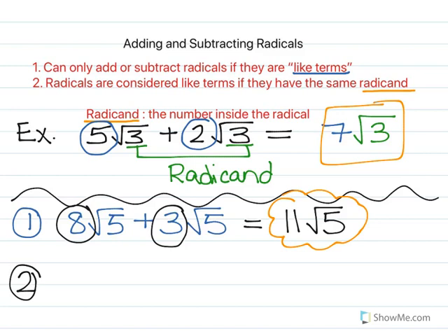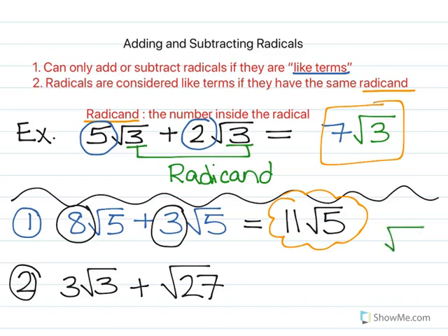Example 2 is going to be 3 radical 3 plus radical 27. Now, right off the bat, 3 and 27, the radicands are not the same, so we can't just add these two terms together, but we can break down radical 27. So off to the side somewhere, you need to figure out what perfect square goes into 27, and we're hoping that the other number will be 3.